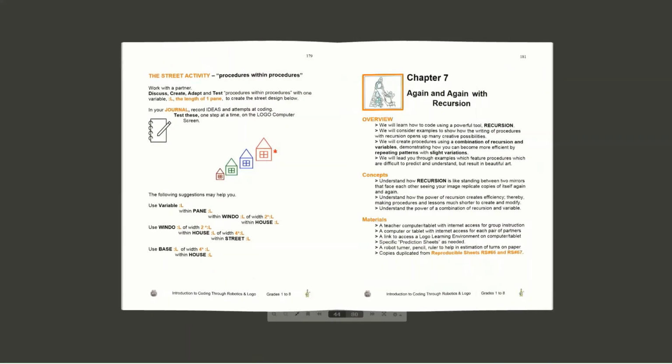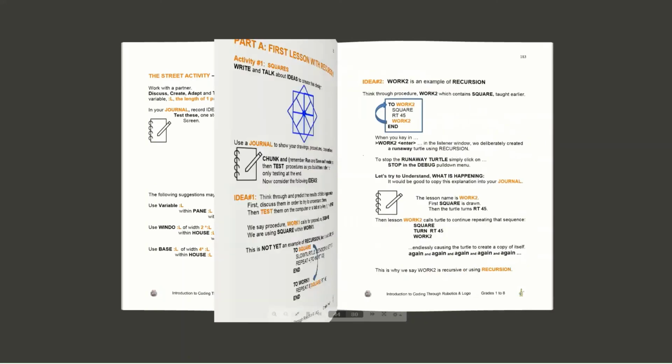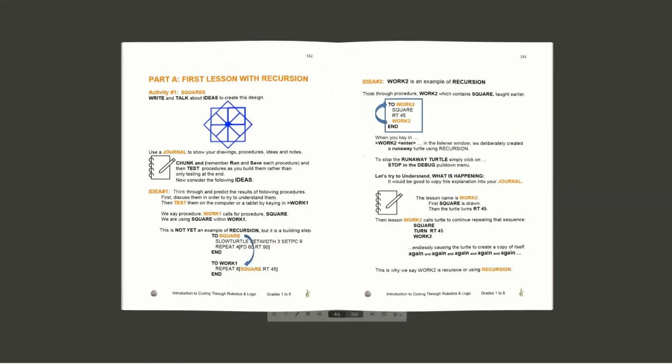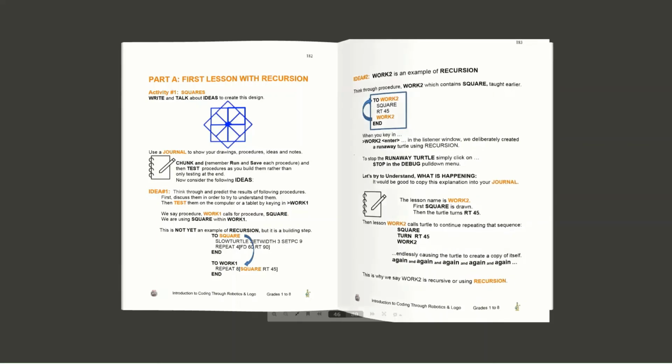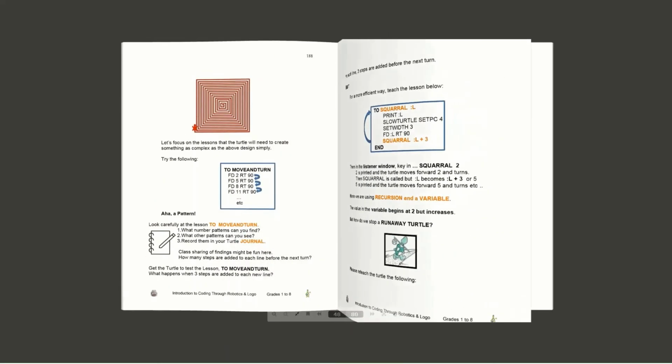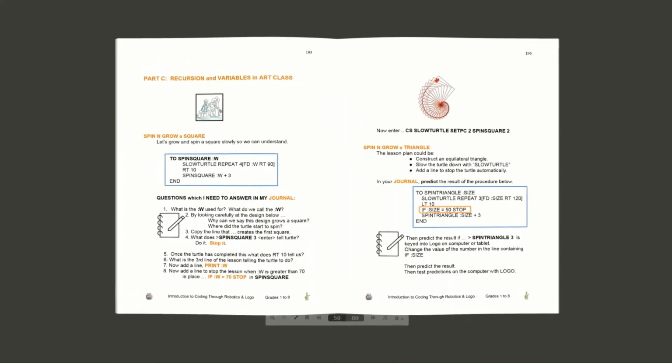In Chapter 7, we introduce recursion. See pages 182 and 183 in the ebook, and work through Activity 1 and Ideas 1 and 2. See page 196 to get ideas for stopping a runaway turtle.